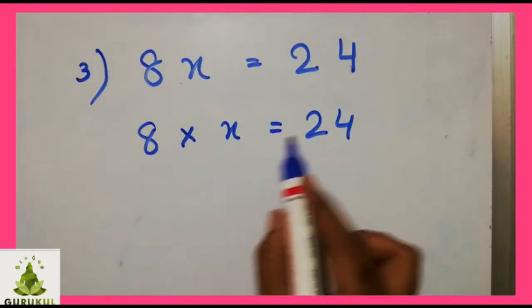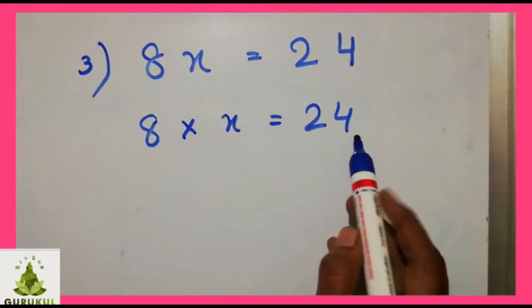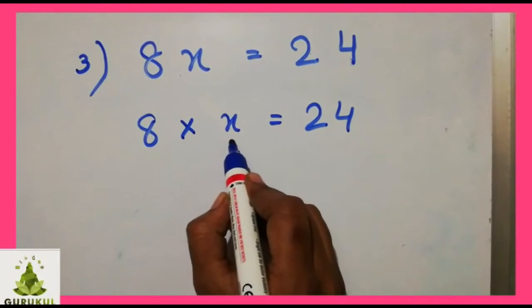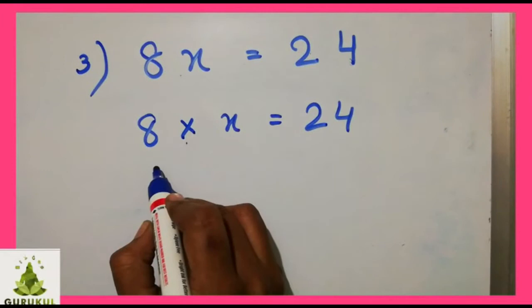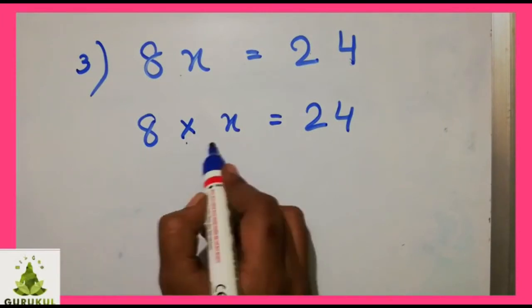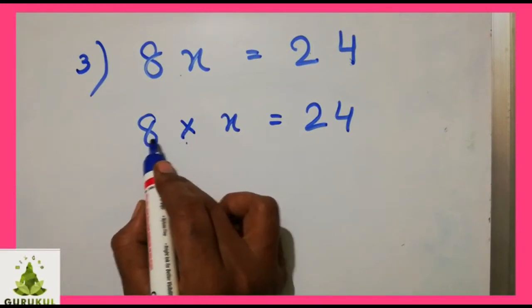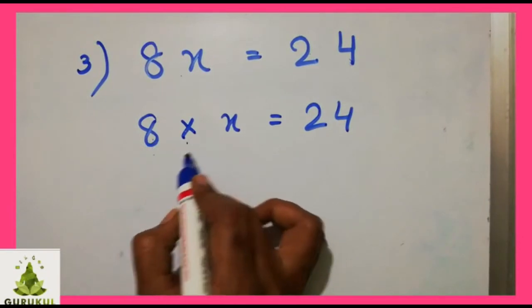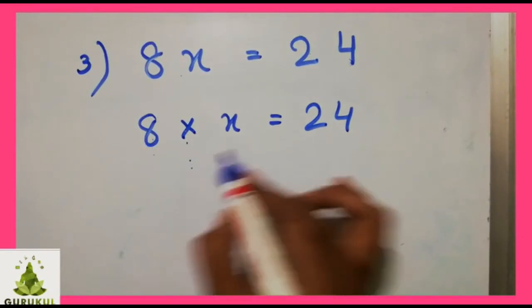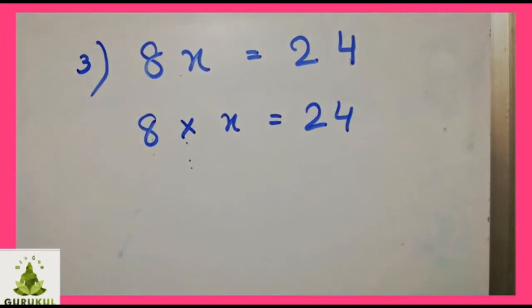Now the third one is 8x equals to 24. Now 8x means 8 into x equals to 24. I want only x here. I don't want 8 here. Is it clear? 8 is in multiplication, and the opposite of multiplication is division. So I have to divide both the sides by 8. If I divide here by 8, I should do division by 8 here also. So that is the operation you are going to do. You have to write dividing both the sides by 8.